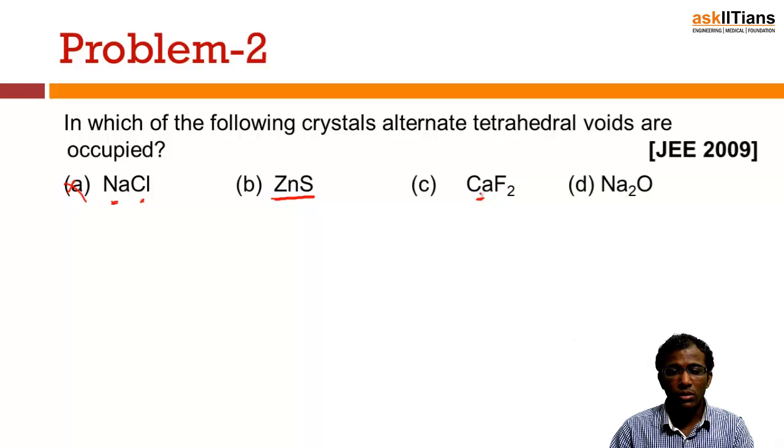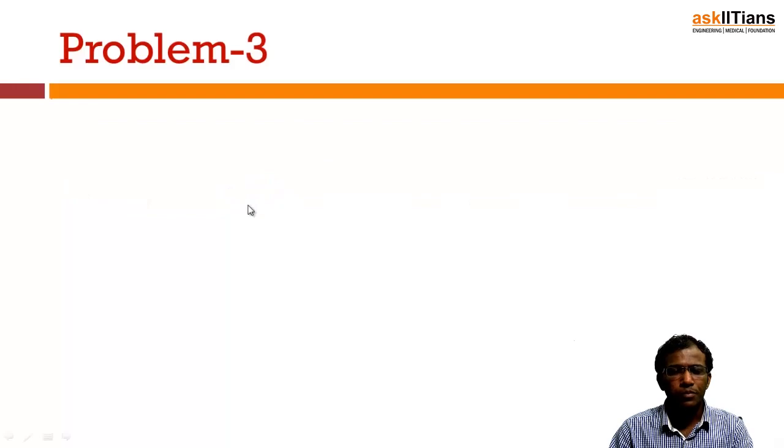tetrahedral voids, and this is the fluorite structure and this is the anti-fluorite structure. So in both of them alternate tetrahedral voids are not occupied. So only in zinc sulfide are alternate tetrahedral voids occupied. Okay, so option B is the correct option. Let's move to problem number 3.